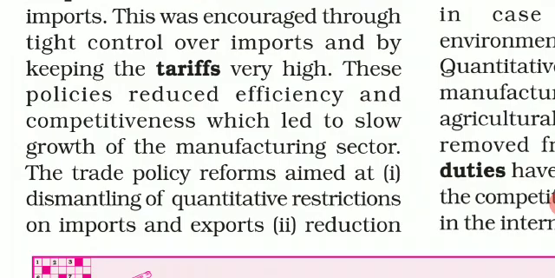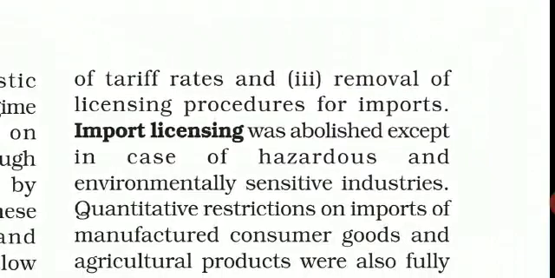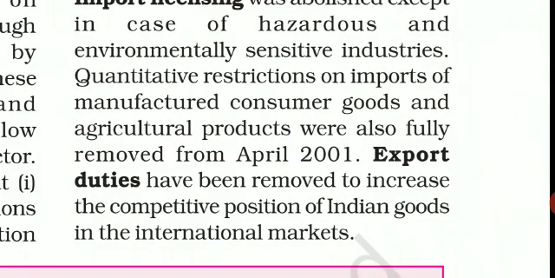The trade policy reforms aimed at, first, dismantling of quantitative restrictions on imports and exports. Second, reduction of tariff rates. And third, removal of licensing procedure for imports. This import licensing was abolished except in some cases where the products may be hazardous and environmentally sensitive. For that, the import licensing policy still continued. Quantitative restrictions or quota was completely abolished from April 2001. The markets were open to supply the products as per their capacity. So that was one of the measures of enhancing capacity building.